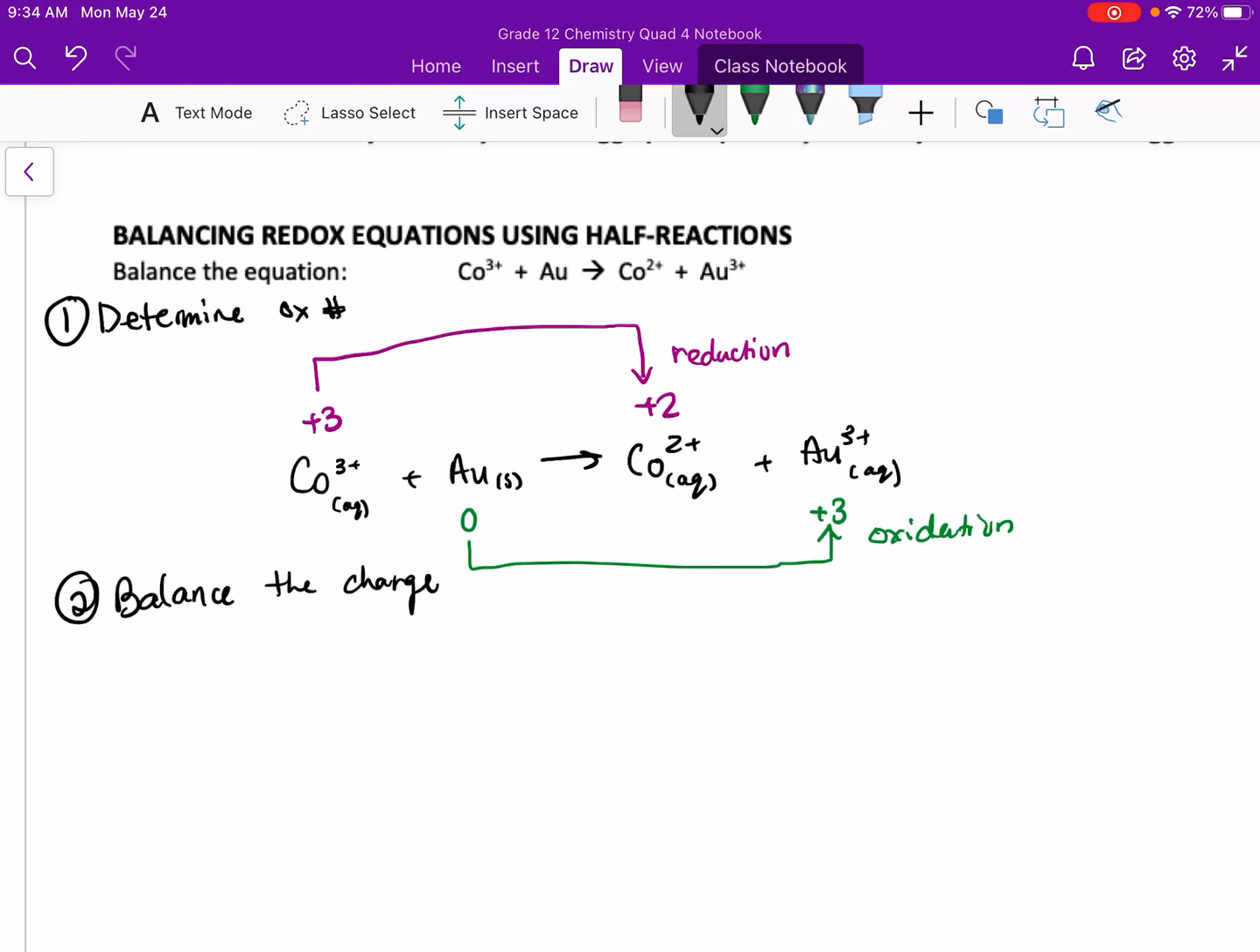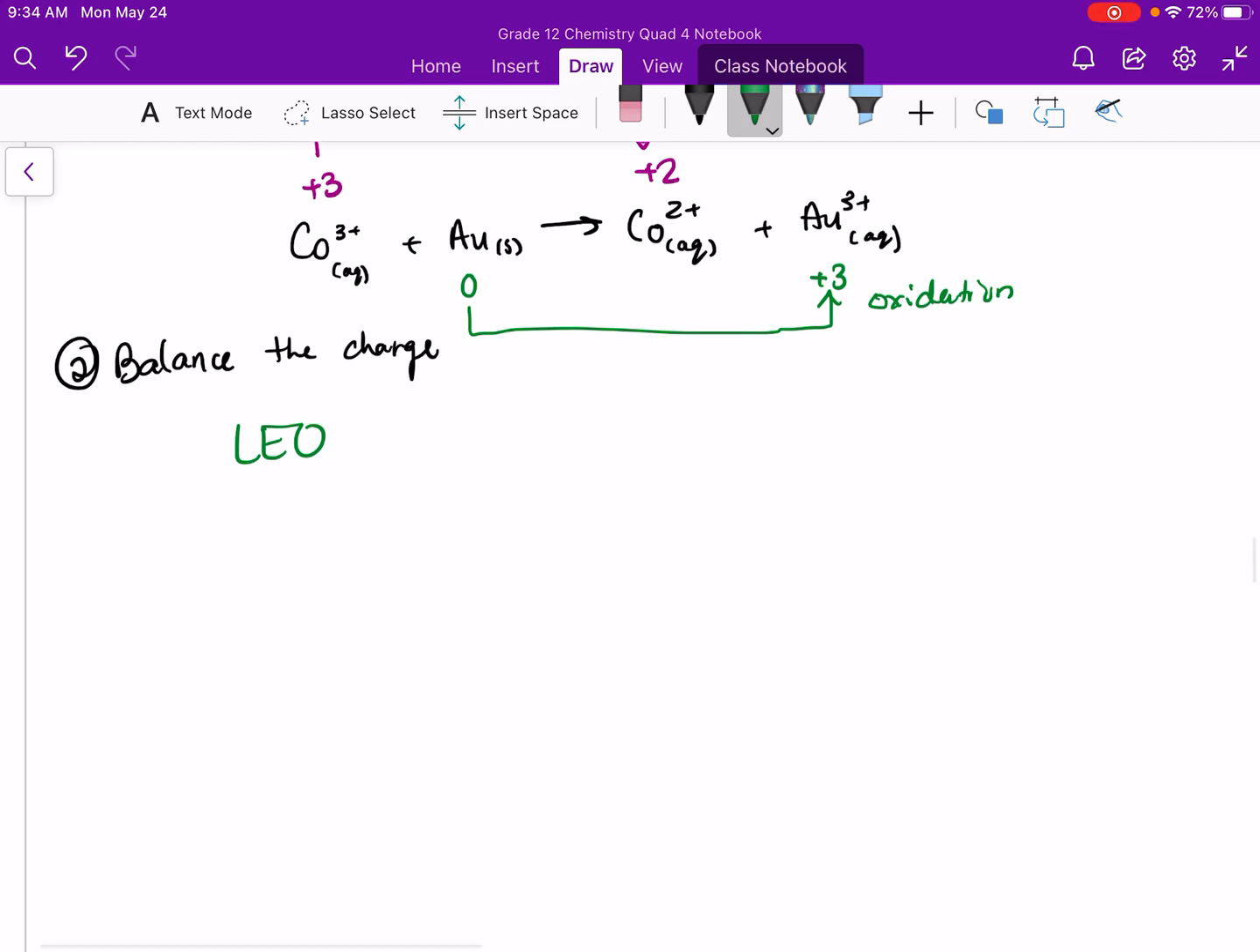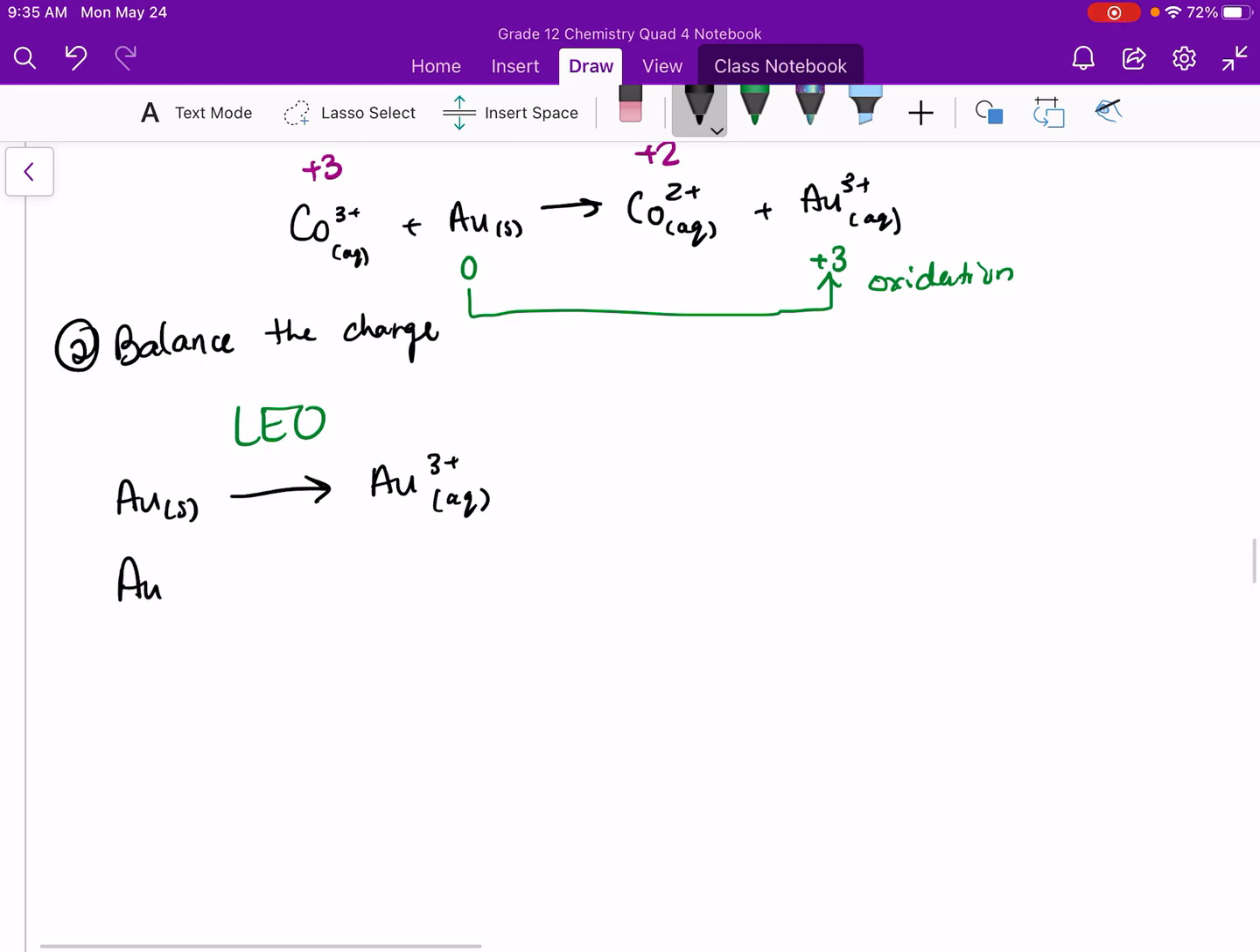And we're going to add in our electrons. So over here, if we look at our oxidation, we have gold turning into gold 3+. And we're losing electrons here. So we have to indicate that by showing that our electrons are coming out of our system on our product side.